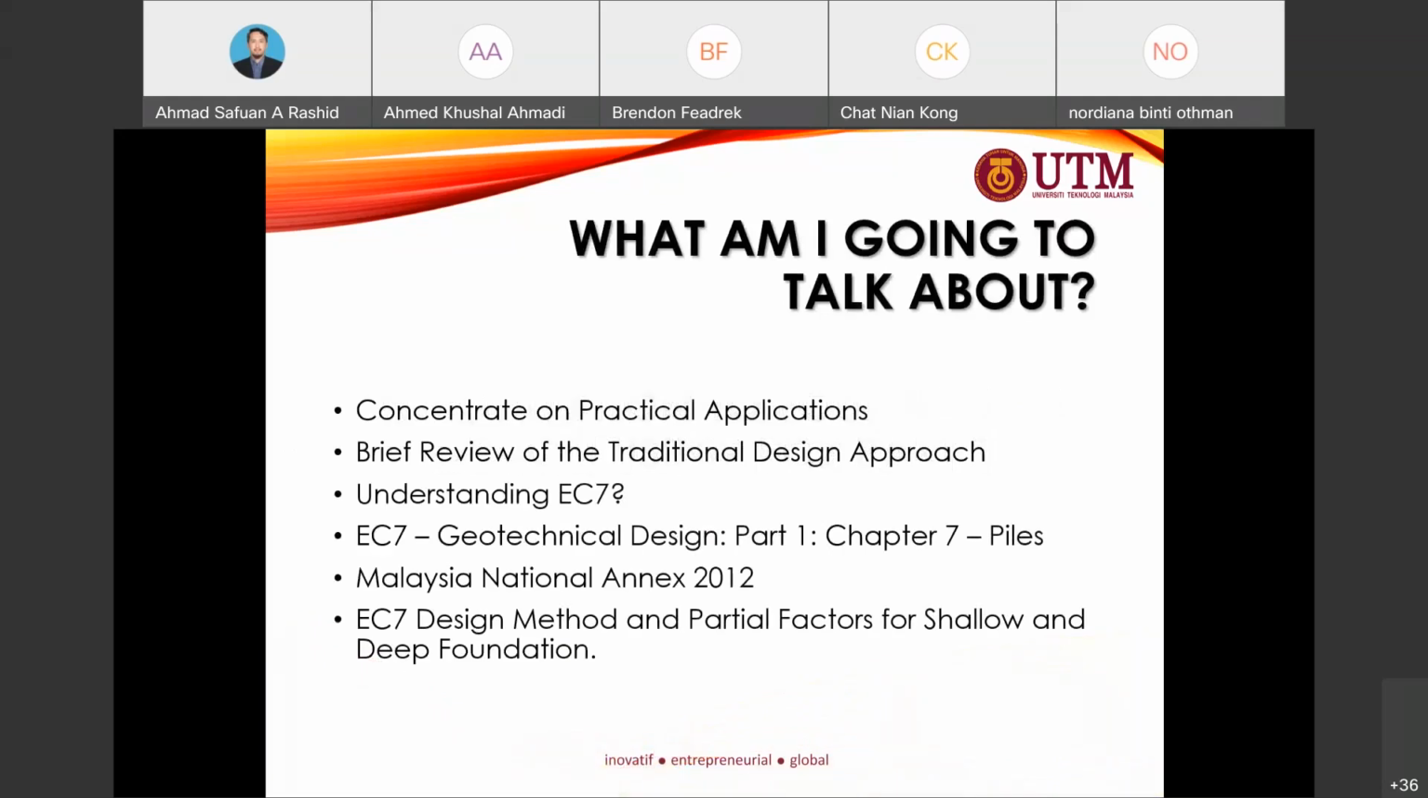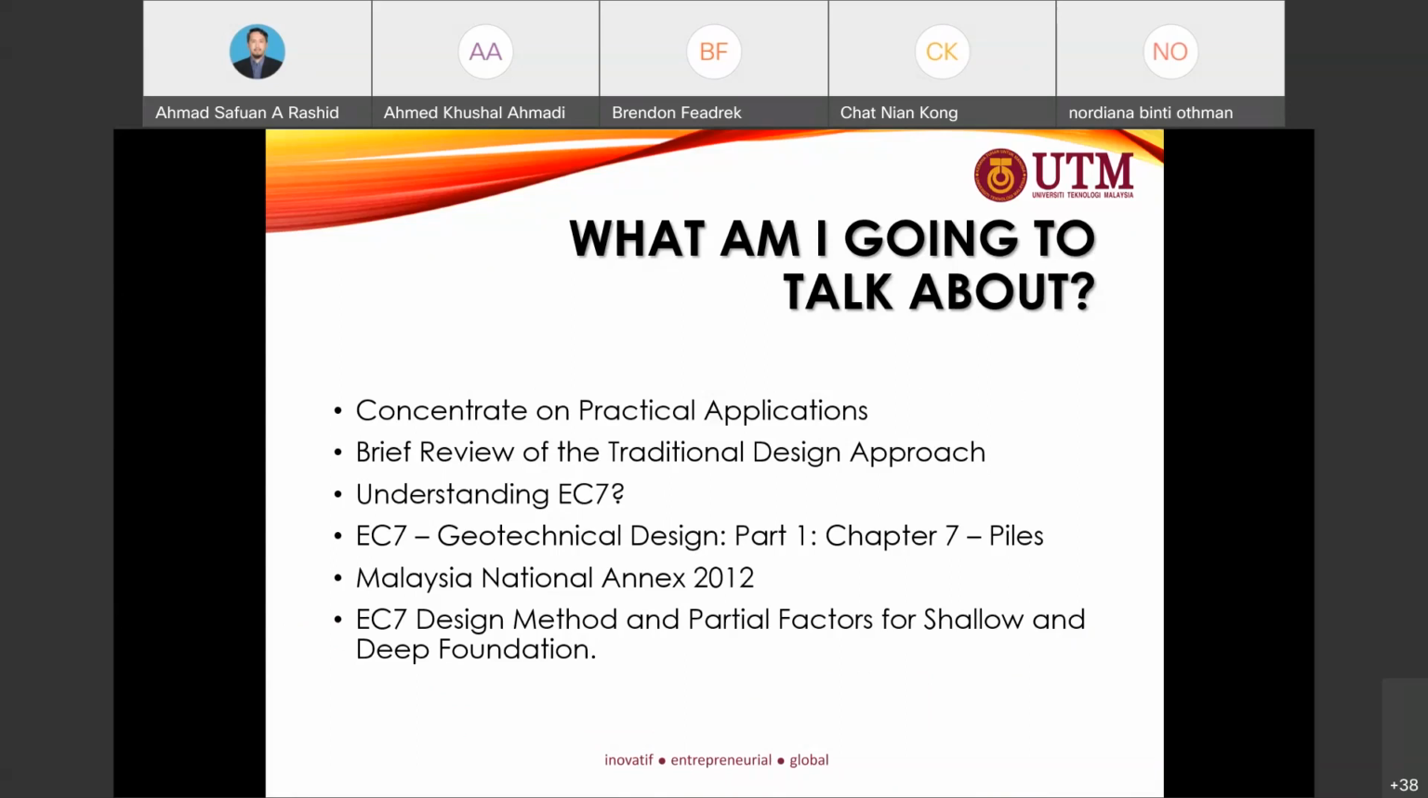So what I'm going to talk about, concentrate on practical applications. A brief review of the traditional design approach, understanding of EC7, Eurocode 7 Geotechnical Design, Part 1, Chapter 7, PAS, and Malaysia National Annex 2012. So actually, in Malaysia, we may use the Malaysian National Annex 2012.